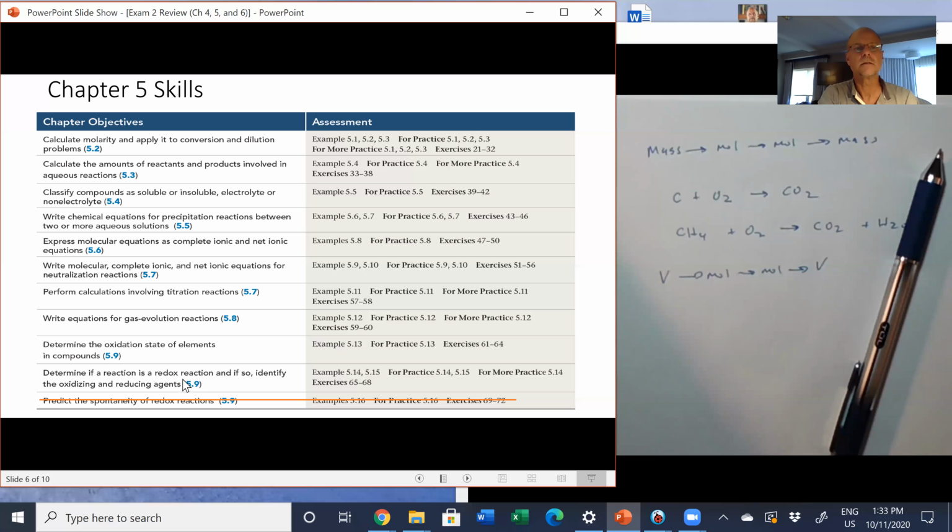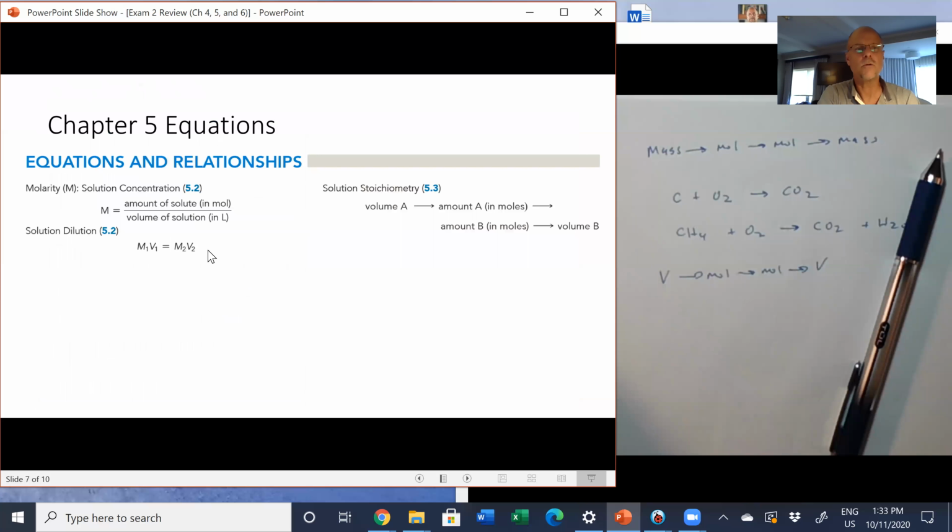Okay. Chapter 5, equations, right? The equation for molarity. So know that and know how to use that. Solution dilution, M1V1 is equal to M2V2. And then solution stoichiometry, right? Volume A, amount B, volume B.